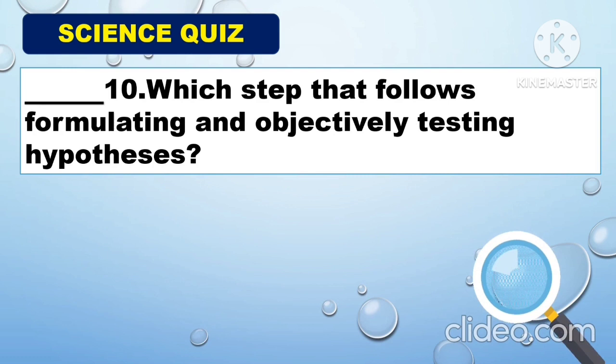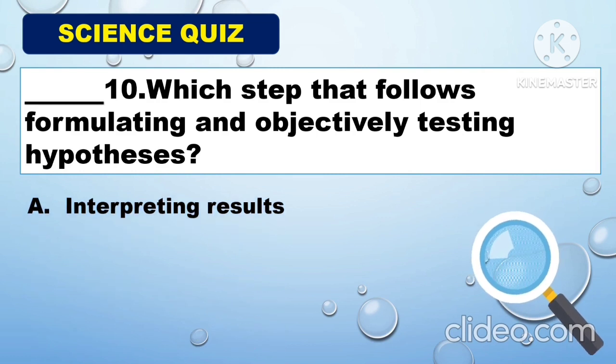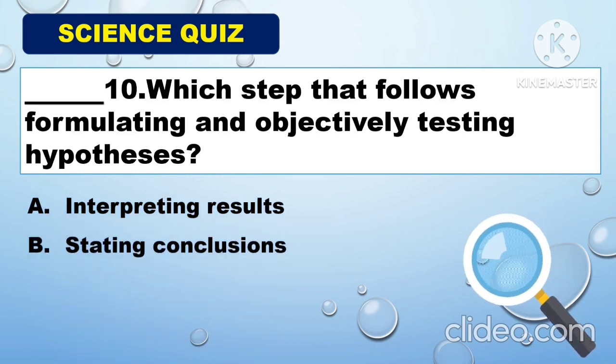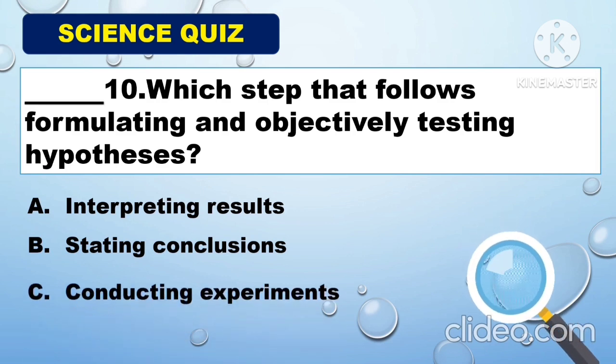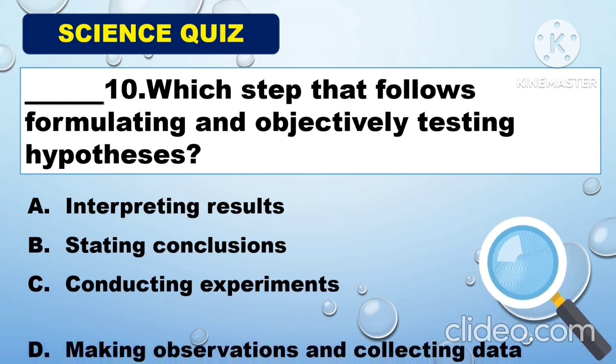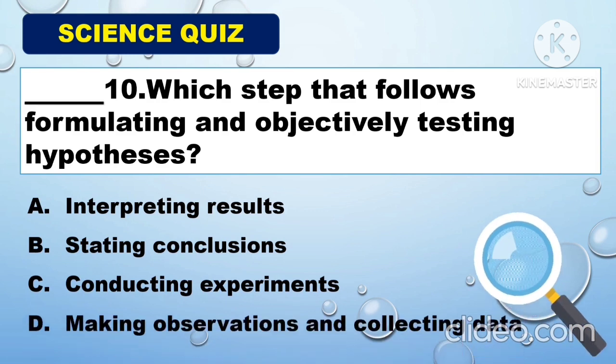Number 10. Which step follows formulating and objectively testing a hypothesis? Letter A. Interpreting results. Letter B. Stating conclusions. Letter C. Conducting experiments. And letter D. Making observations and collecting data. The answer is letter C.